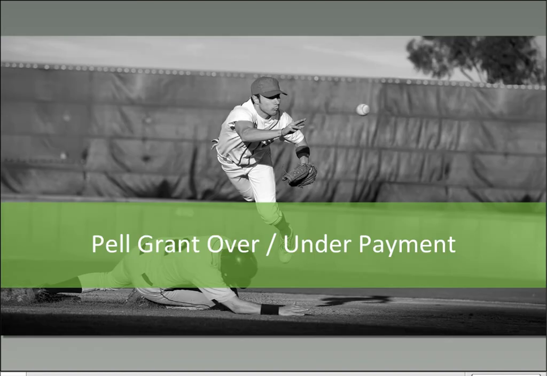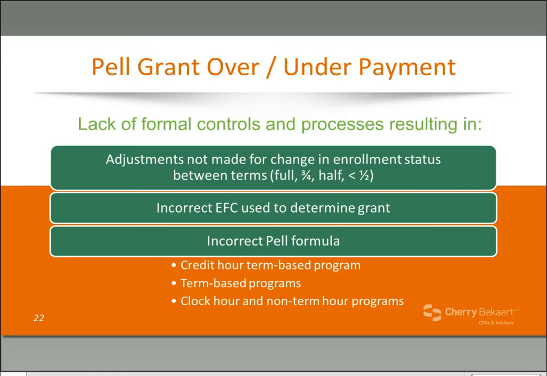All right, excellent. So we're going to switch gears now and start talking about Pell Grants and over and under payment. Why do we see this as a common deficiency? This really has to do with, again, a lack of formal controls.